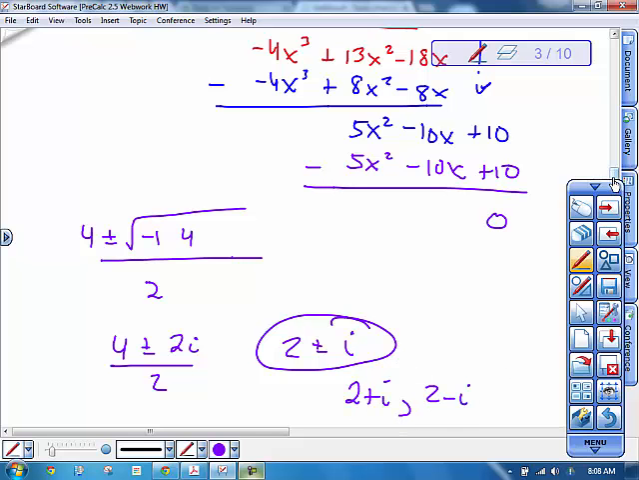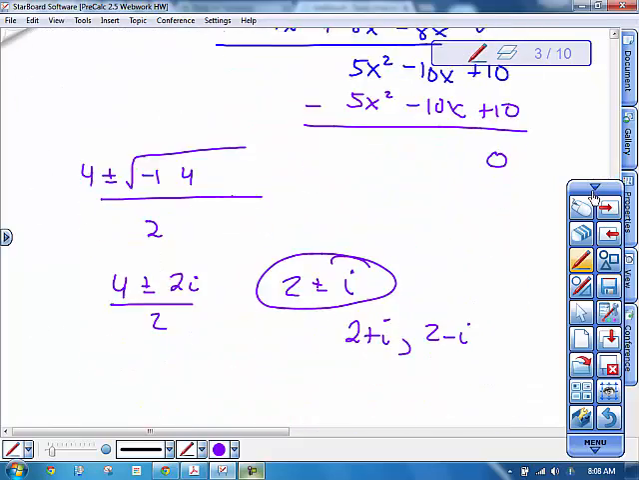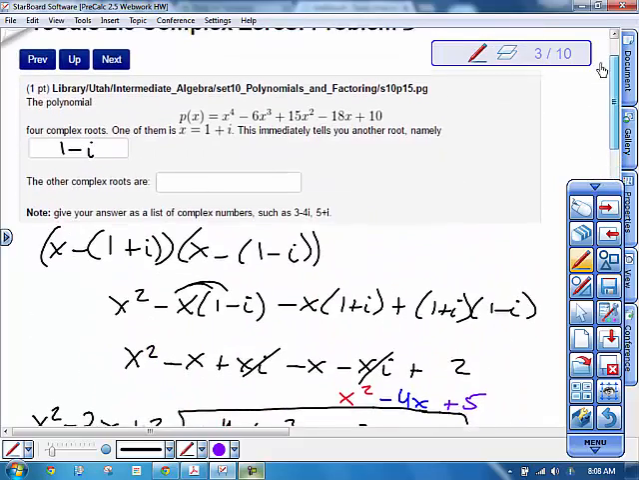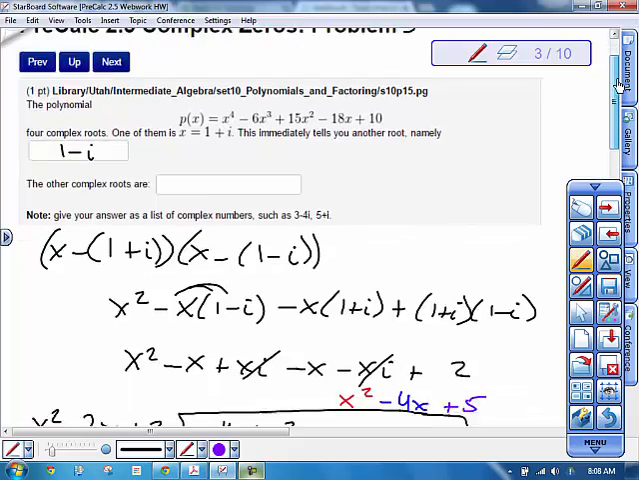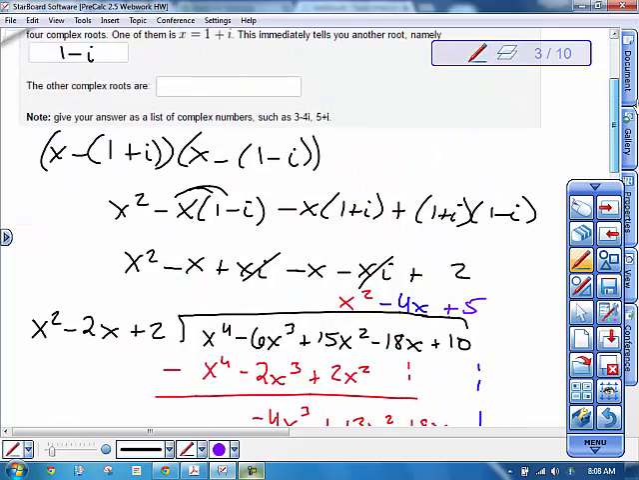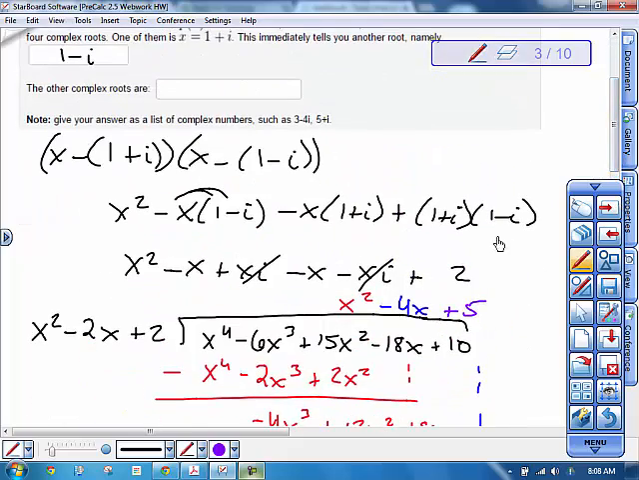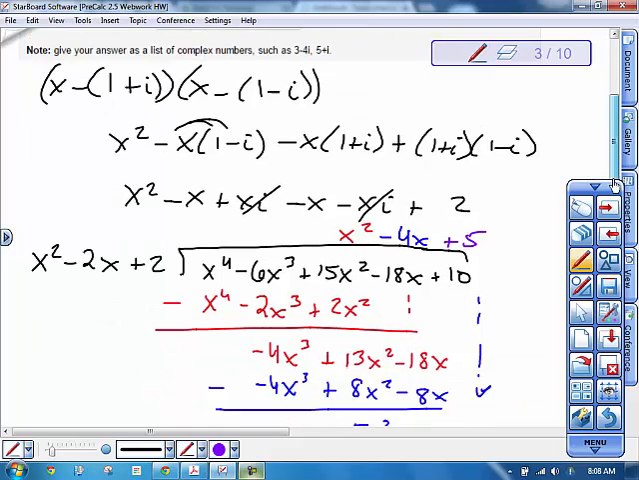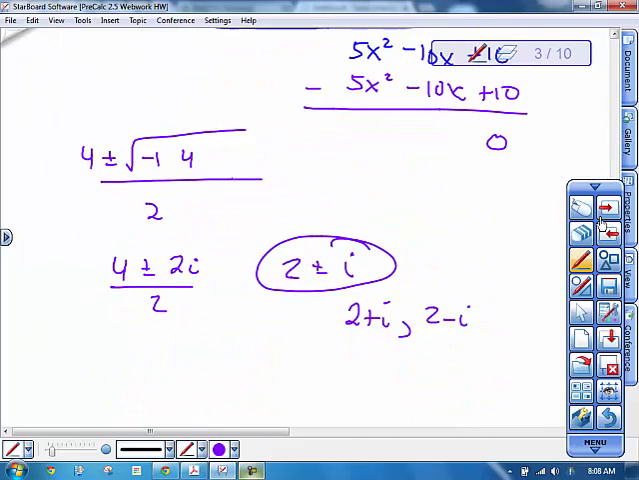I realize that's a lot of work and potentially could take a lot of time, but I am going to give you one problem like this on the test where you have to show all this work. You have to do first the multiplication, then you have to do the long division, and then you have to use the quadratic formula to get a couple other complex zeros.